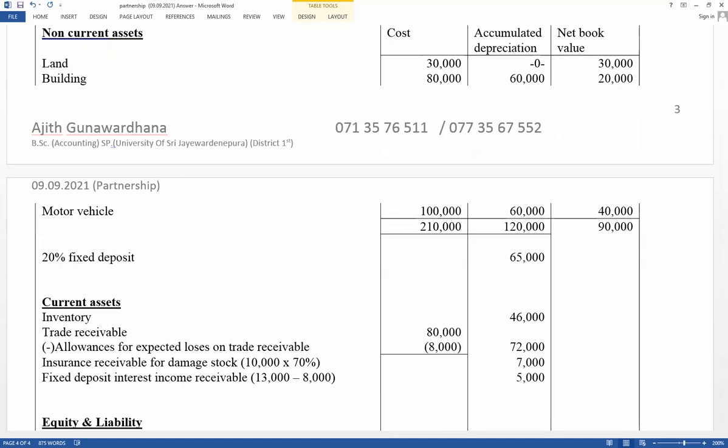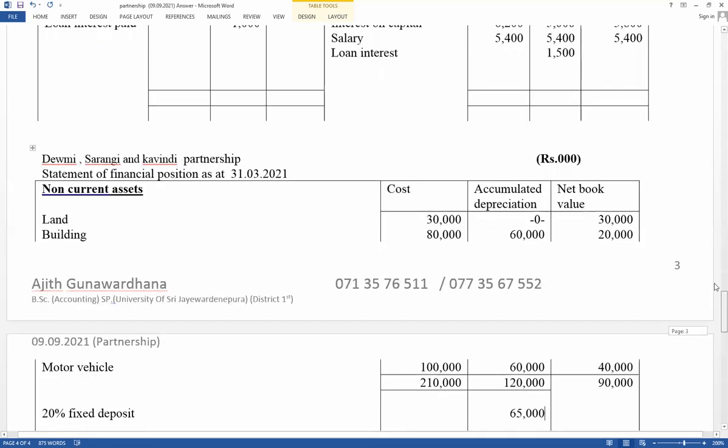All adjustments we have discussed. Now move to the trial balance. The items not taken from the trial balance: income and expenses should be included in the income statement, and assets, liabilities and equity should be included in the financial position. Now see the trial balance from the beginning.